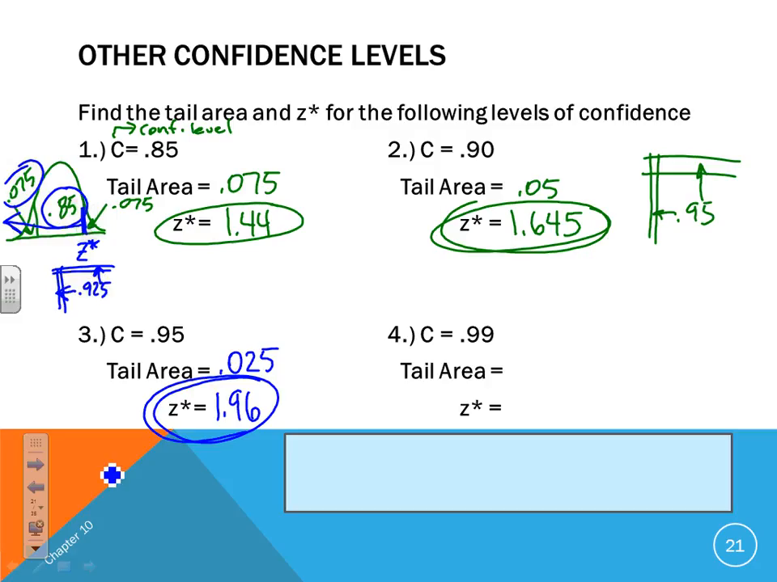All right. If we wanted to be really, really specific, and we wanted to make sure that we were very confident we were containing the true mean, we might use a confidence level of C equals 0.99. That gives us a tail area of 0.005. So we're going into the table, and we're looking for 0.995. And when I go to 0.995, let's see.